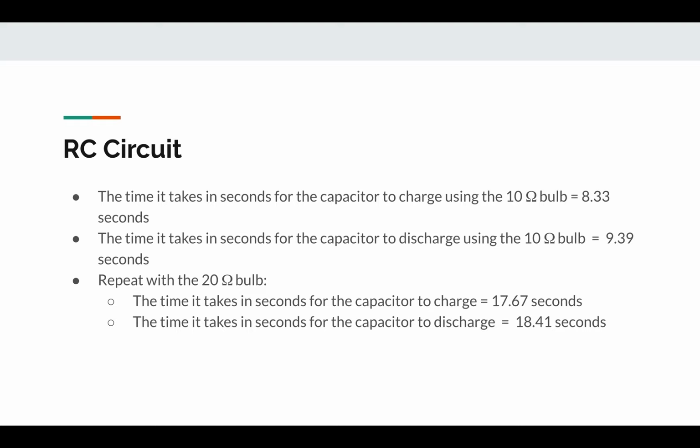It should take about the same time to charge and discharge a capacitor with the same amount of resistance, but it should take more time if the resistance is higher, and this is what we examined with the 10 ohm and 20 ohm resistor. The reason that they're not exactly equal is because when we do this lab, it's easier to see when the capacitor is completely discharged than when it is charged.